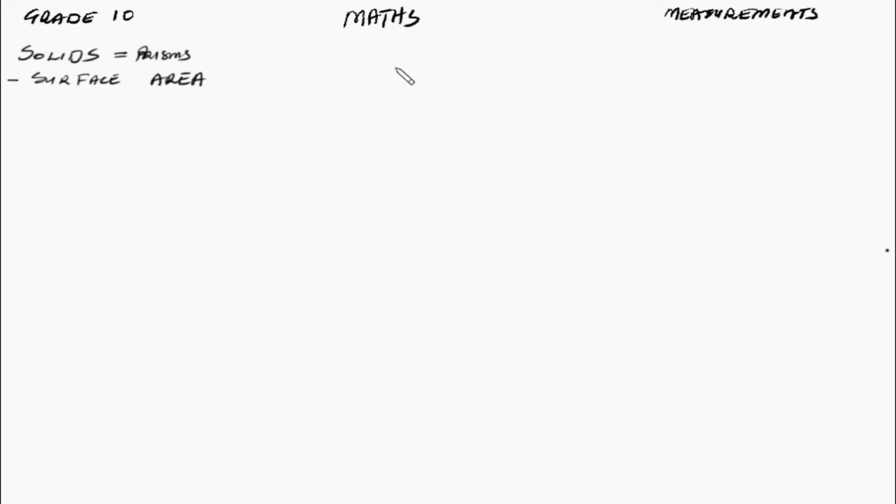Now, when we talk of the surface area, we are talking about the sum of areas of all sides. Simply, when you talk of surface area, we are talking of the sum of areas of all sides or surfaces. Okay.